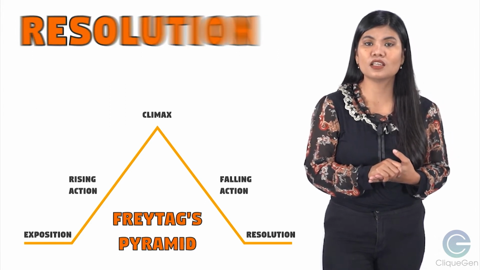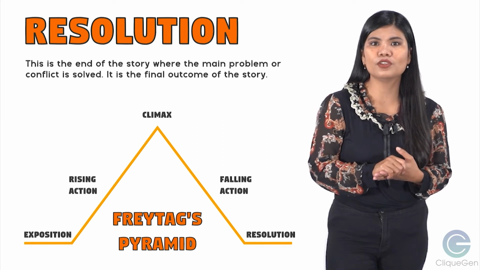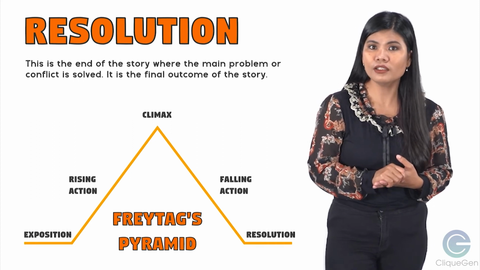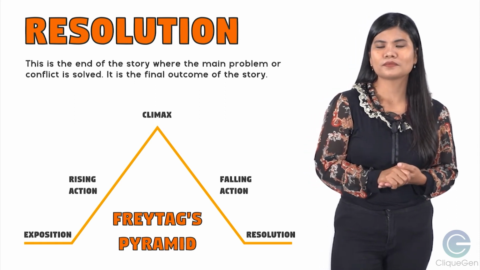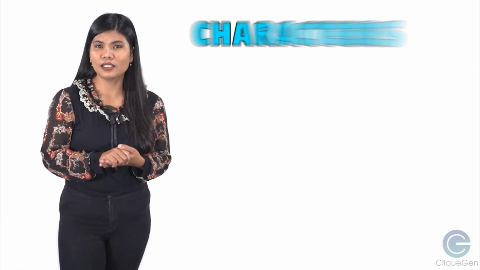And the last one is the resolution. This is the end of the story where the main problem or conflict is solved. It is the final outcome of the story. The next element is the character.